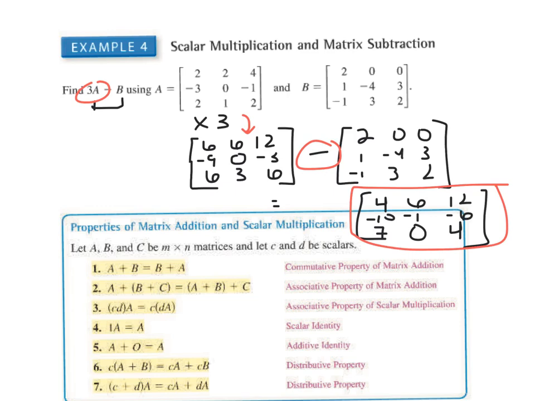Like, I just noticed I did one of them wrong. So 0 minus negative 4 is actually 4, not negative 1. I don't know where that came from. Sorry. And then negative 3 minus 3 is negative 6, and 6 minus negative 1 is 7. So just be careful on some of those.